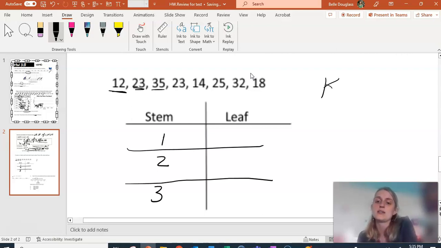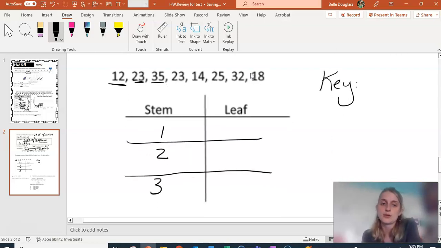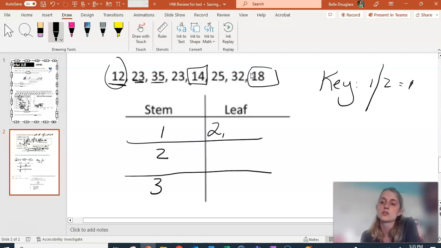You also need a key, which can be any example from this problem. So for example, 12. 12 is my smallest leaf right there, my minimum, and I could say 1, 2 equals 12. And that's your first leaf.